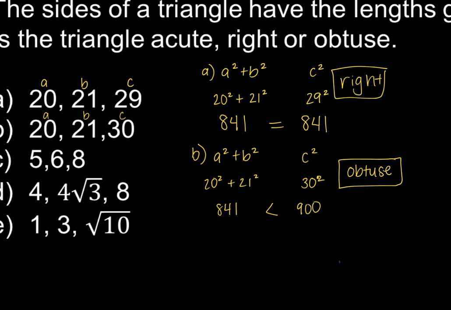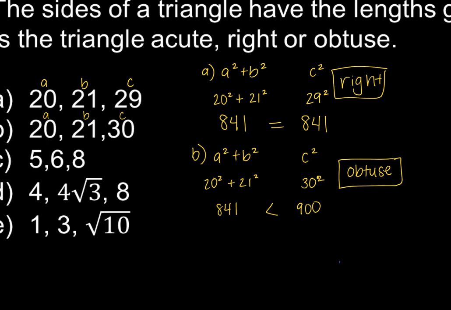Which makes sense, because if you had a right triangle with your hypotenuse as 29, if you extended that hypotenuse to 30, you would no longer have a right triangle. You would make that 90-degree angle obtuse, okay? Because you're just increasing that last side.